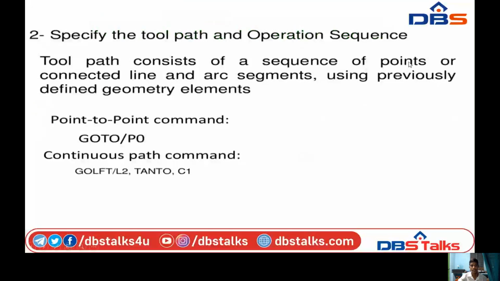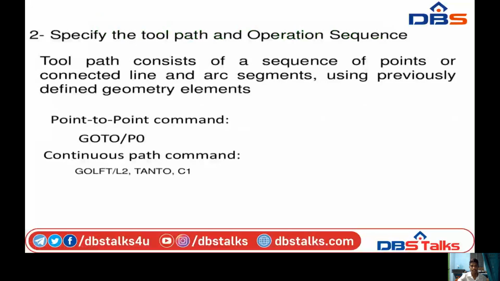Next, specifying the tool path and operational sequence. Tool path consists of a sequence of points connected by line and arc segments. We already know that any process can be done by using the point-to-point command method. For example, I am taking a drilling operation. For the required part drilling, I am taking a machine tool. The machine tool travels from the starting point to the ending point by using the point-to-point command.